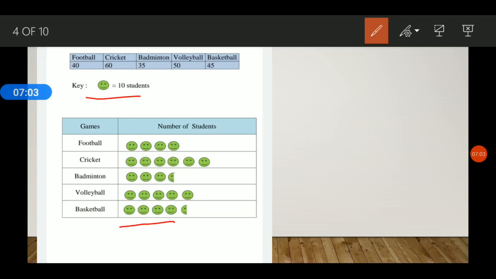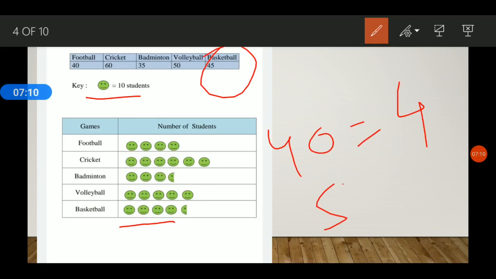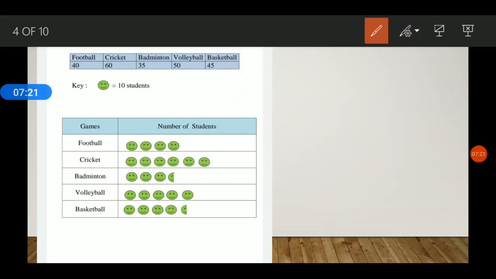Now for 40, but here it is 45. So 40 we have drawn already 4, and for 5 we will draw half a smiley, because a complete picture represents 10, so a half picture represents 5 students. So students, we have drawn here a pictograph for this question. Now for other questions also you can similarly solve other questions of your exercise.